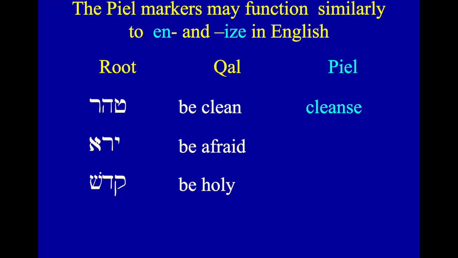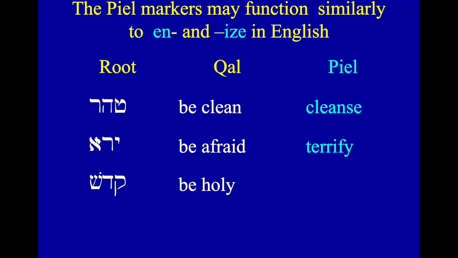So this next example, yara, is to be afraid, to fear, right? To be afraid. So what if we see this one in the Piel? Then it wouldn't be to be afraid, it would be to make afraid, or terrify, or scare. There are a lot of English words that could translate this, but it means putting fear into someone.